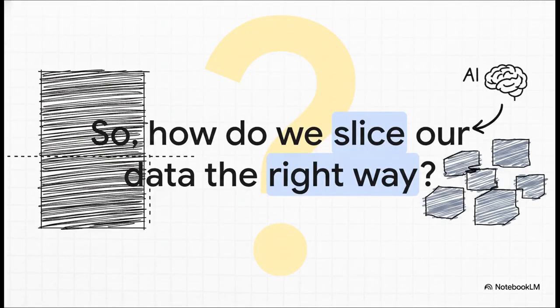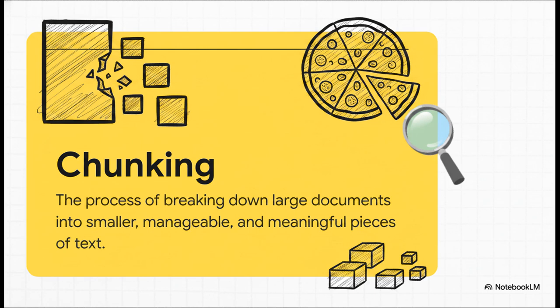Okay, so if throwing a giant blob of text at our AI is the problem, what's the solution? How do we slice and dice this data the right way? Well, the answer is a process that is the absolute foundation for any good RAG system: chunking. So what exactly is chunking? At its heart, it's incredibly simple. It's just the process of breaking down big documents into smaller, more manageable, and, this is the key, meaningful pieces.